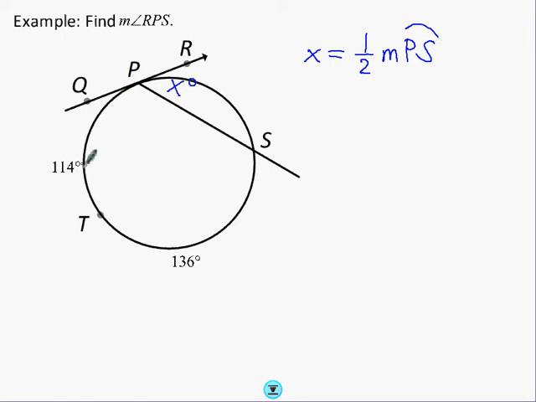Okay, well, if PT is 114 degrees and TS is 136, that means this major arc is 250 degrees. If it's 250 degrees, then the measure of arc PS is 360 minus 250, which is 110 degrees. So x is 1/2 of 110 degrees, which is 55.